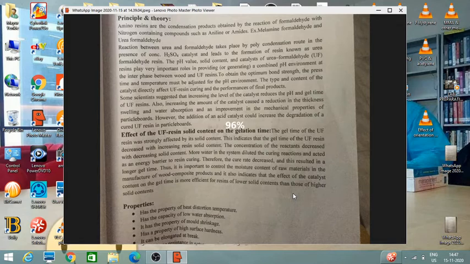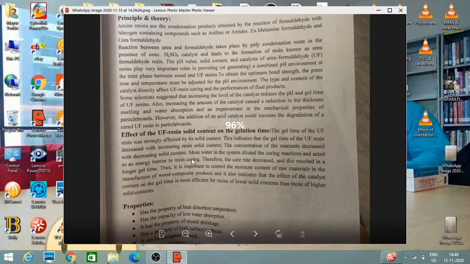The effect of UF resin solid content on the gelation time. The gel time of the UF resin was strongly affected by its solid content. This indicates that the gel time of the UF resin decreased with increasing resin solid content. So more solid content in the resin, lesser the gel time. The concentration of the reactant decreases with decreasing solid content. You remove the solid content, the reactant's concentration decreases. More water in the system diluted the curing reactions and acted as an energy barrier to the resin curing.